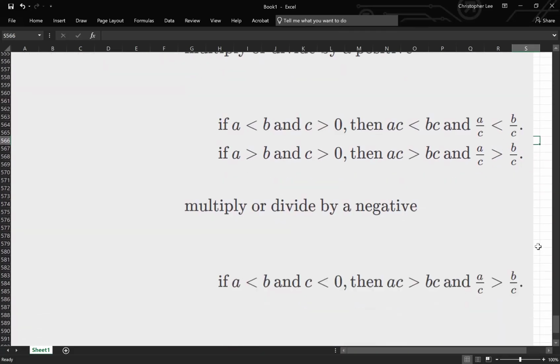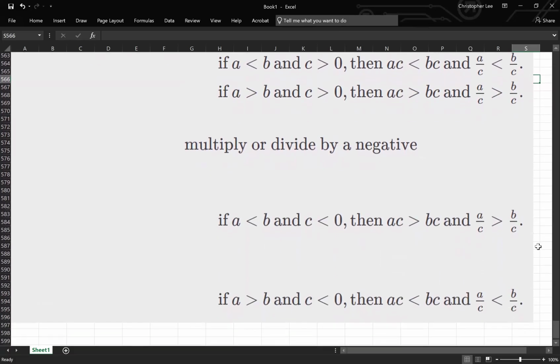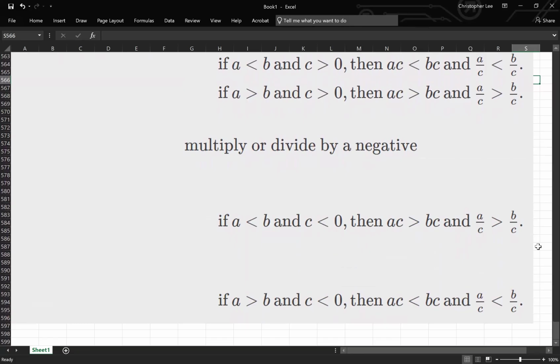Multiply or divide by a negative, here's the issue, the sign flips. So if A is less than B and C is less than 0, then A times C is greater than B times C, and A divided by C is greater than B over C. The sign flips. If A is greater than B and C is less than 0, then A times C is less than B times C, and A over C is going to be less than B over C. Theoretically, that's what it means, but we all know what that means with numbers.